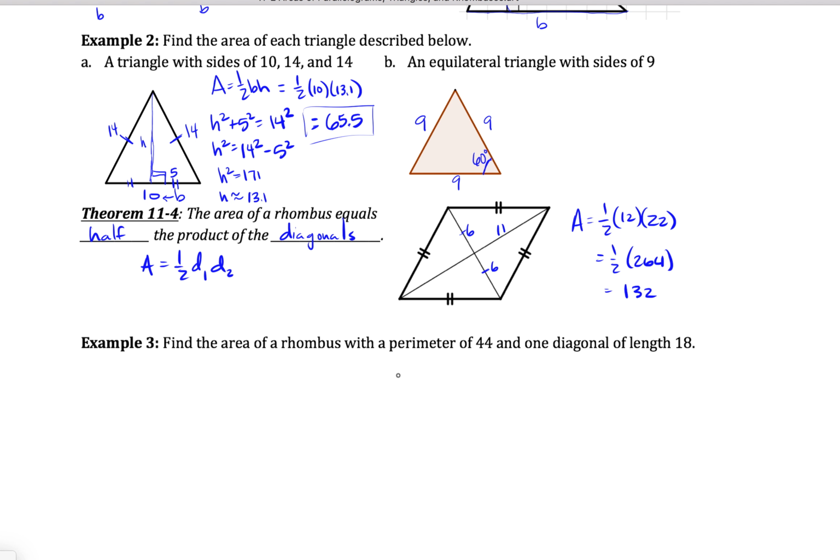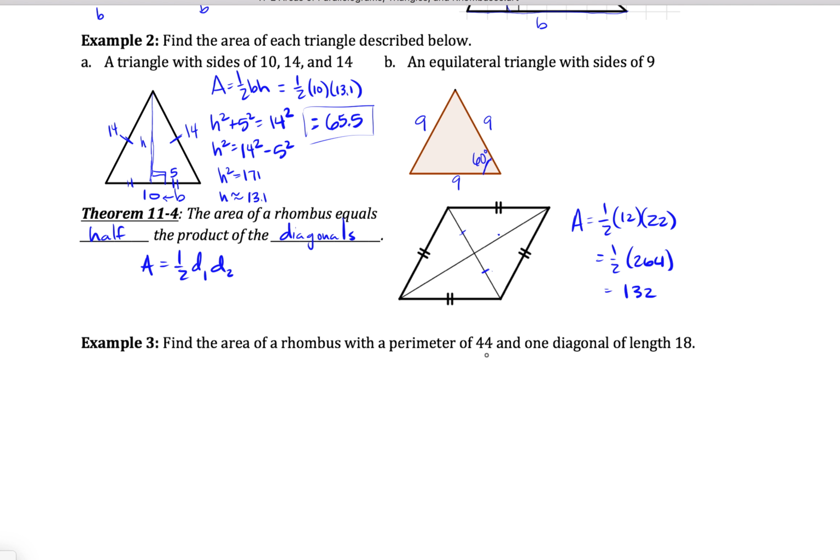So this last problem uses that idea, this formula right here, but it doesn't give you all of the information you need. It says we have a rhombus that has a perimeter of 44 and one diagonal that has a length of 18. Well, let's use this diagram to try and wrap our heads around what we're being told right here. So first of all, I'm going to get rid of some of these measurements here so I can write on this using the measurements that this is giving me.